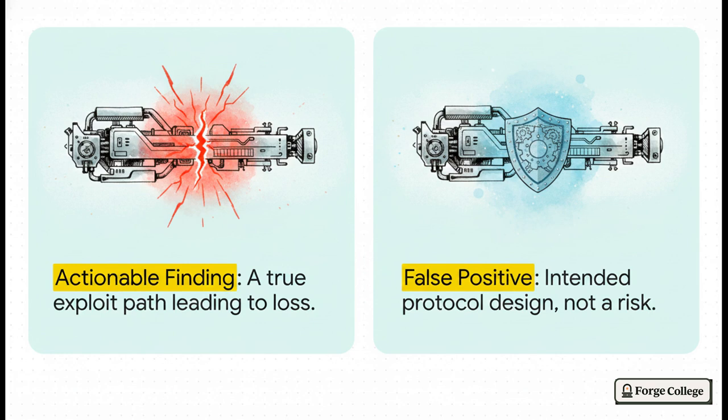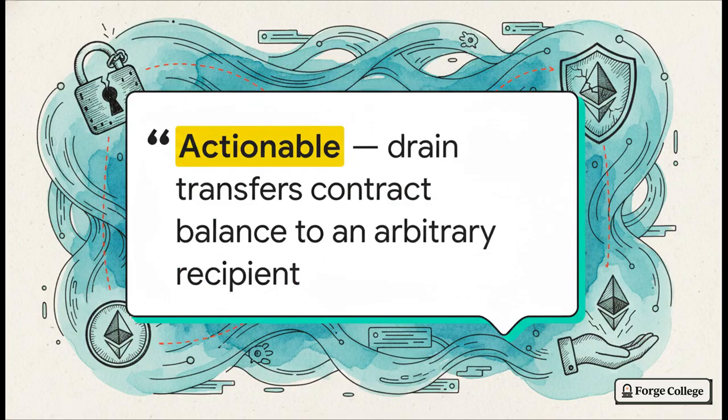A false positive, on the other hand, is that weird shadow on the X-ray. It triggered the detector, sure, but when the human doctor investigates, they realize it's just the intended design of the protocol. So, what does good human judgment actually look like?